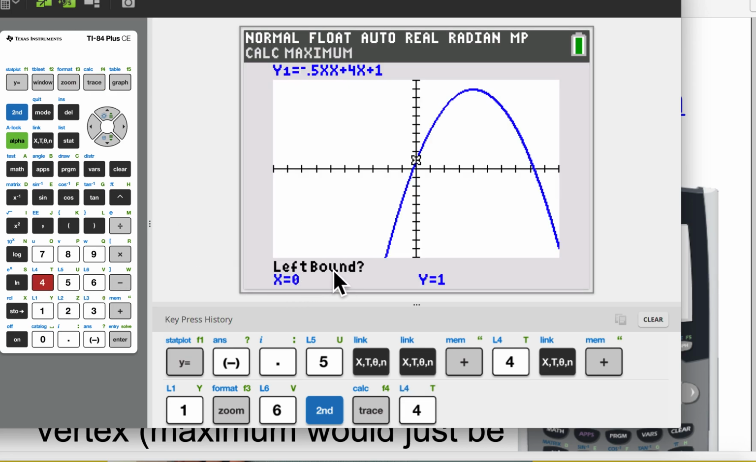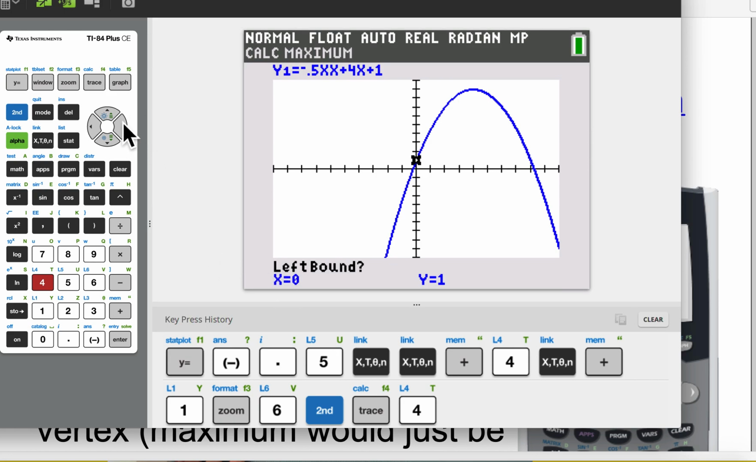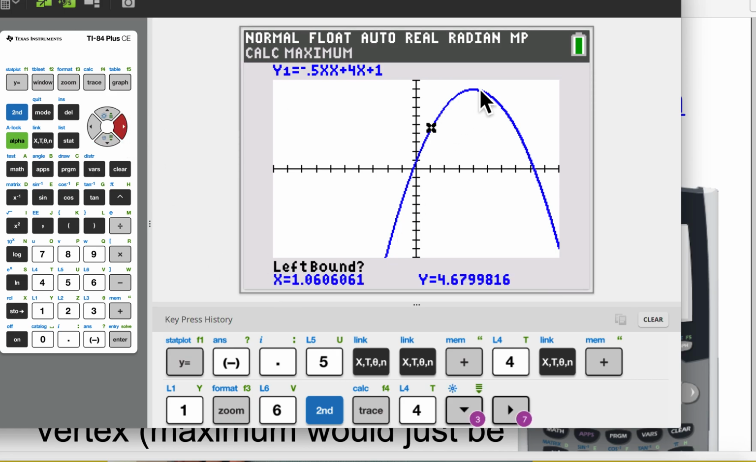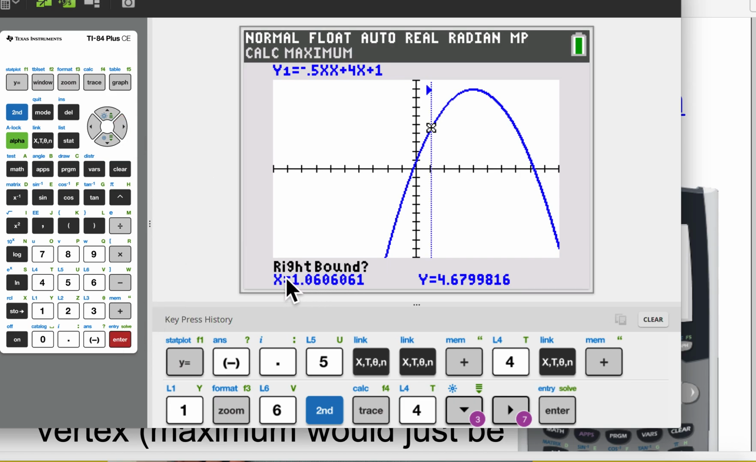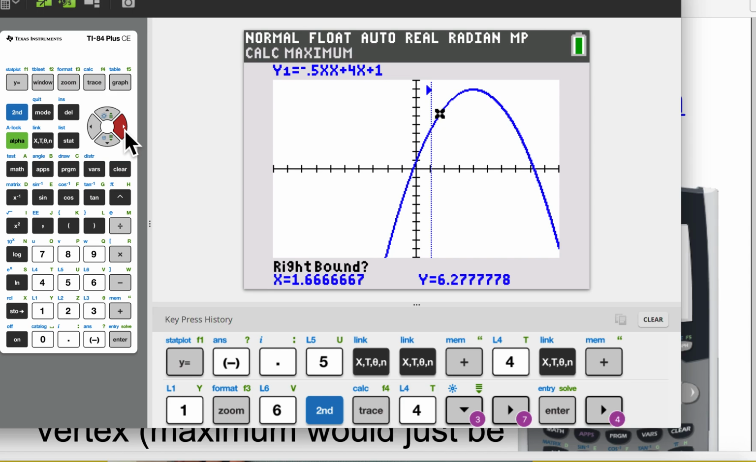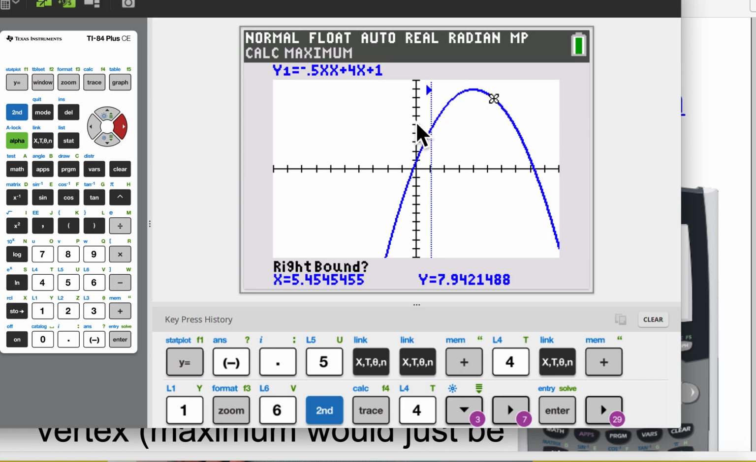Then the first question my graphing calculator asks me is left bound. I want to go to the left of the vertex, which I'm already to the left of, so I can hit enter anywhere. Then it's going to ask me right bound. So now I need to scroll over until I go anywhere to the right of the vertex, which I'm clearly to the right.